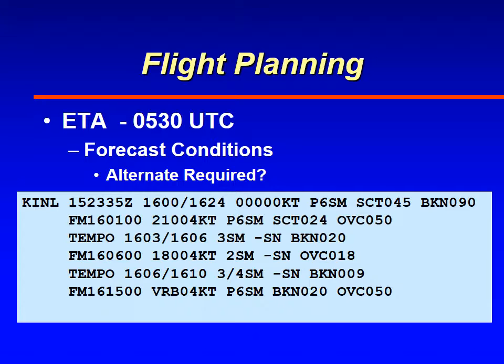The next time group is at 6 Zulu, and it would give you winds 180 at 4, visibility is 2 miles, which is less than 3, slight snow, and overcast at 1,800, which is less than 2,000. So if you get delayed, then you are going to have to file an alternate, and you have to figure out a good alternate, and you have to make sure you have enough gas in your tanks to get to that alternate.